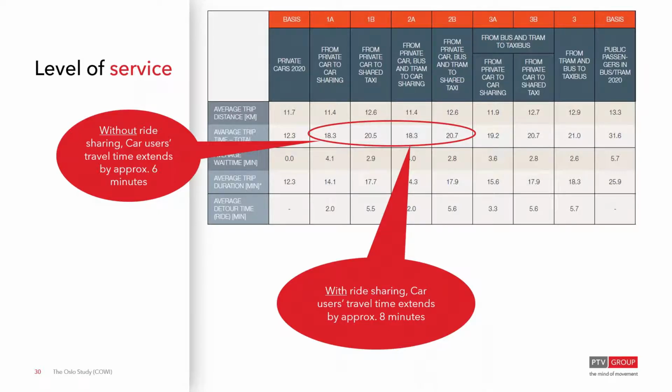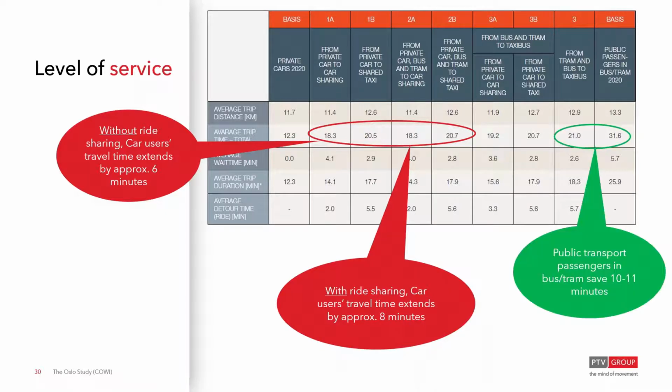But with ride sharing, the journey time goes up to 20 minutes, if you look under column 1B, 20.5 minutes. So now we have a blend of wait time and the detour time as well. Conversely, for the public transport user, their journey times in the very right-hand column, you see 31.6. That's the average time travelers spend in public transport, 30 minutes, 31 minutes. That reduces to 21. That's a big saving for public transport users.